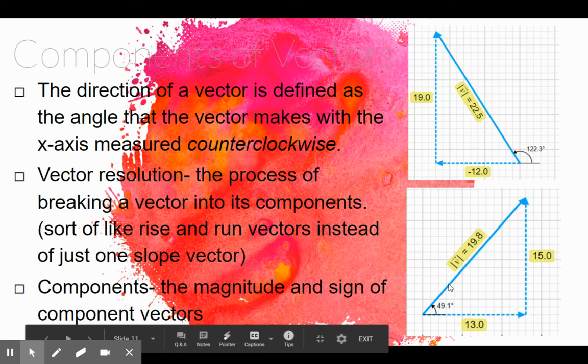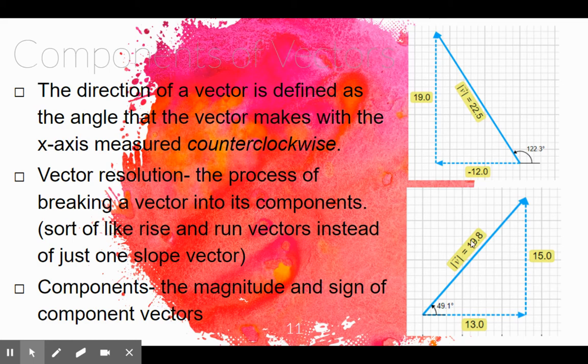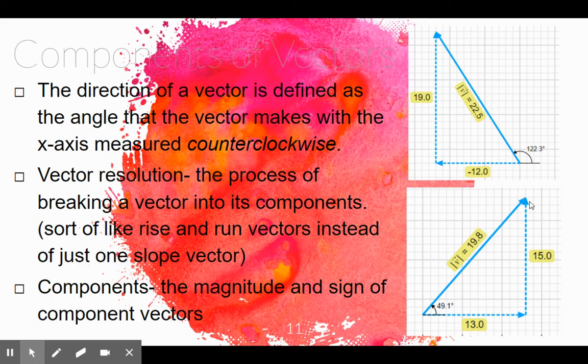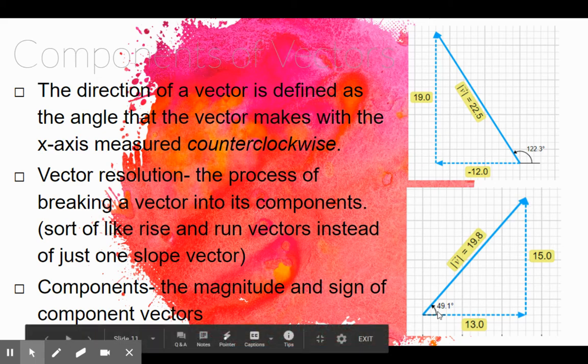If we look at this one down here, our vector is 19.8. We don't have units, so we'll call it meters. So it's 19.8 meters long. But to get there, we could have gone 13 meters towards the east and then 15 meters towards the north. That's what we had been looking at: being given the two vectors and finding the resultant. Vector resolution is kind of like going backwards from there: being given our vector and then finding the two pieces that went into that vector.